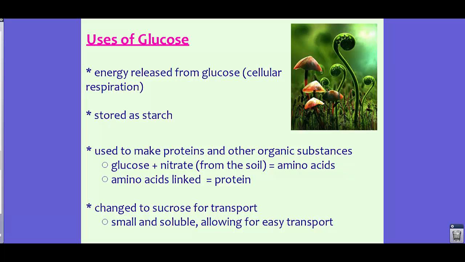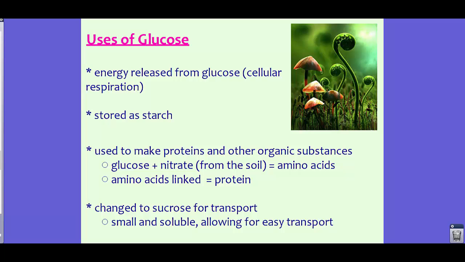Now, the glucose is also used to make proteins and other organic substances. So, for instance, if we take glucose plus nitrate, which is from the soil, we're going to create amino acids. Now, amino acids are the basis of the proteins. These are our monomers. If we take many amino acids and link them together, then we create proteins. So as you see, glucose is a beginner to making proteins. It's very important for the cell and for the organism.